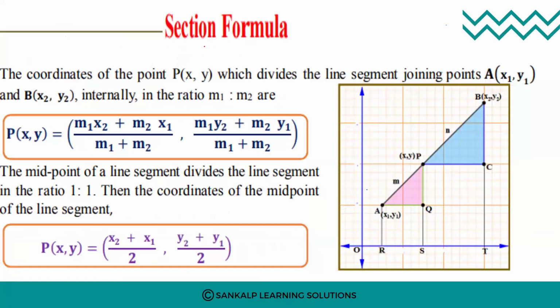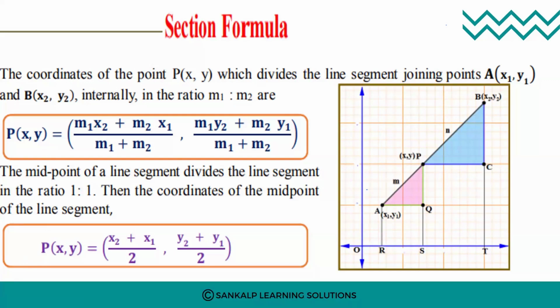Next comes the section formula. Where do we use the section formula? The coordinates of the point P(x, y), which divides the line segment joining the points A(x1, y1) and B(x2, y2) internally in the ratio m1 is to m2, are P(x, y) is equal to (m1x2 plus m2x1) divided by (m1 plus m2), (m1y2 plus m2y1) divided by (m1 plus m2).